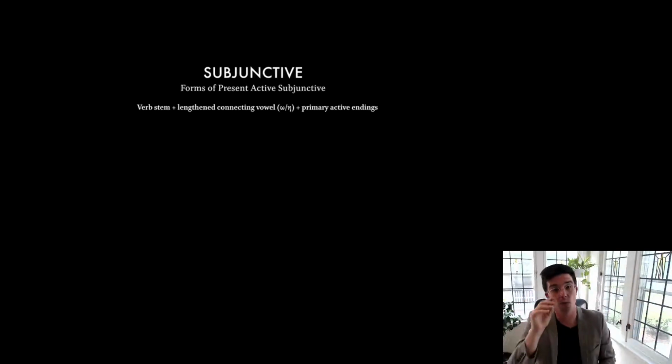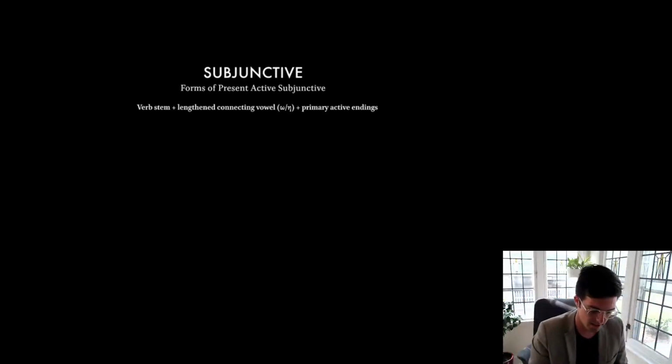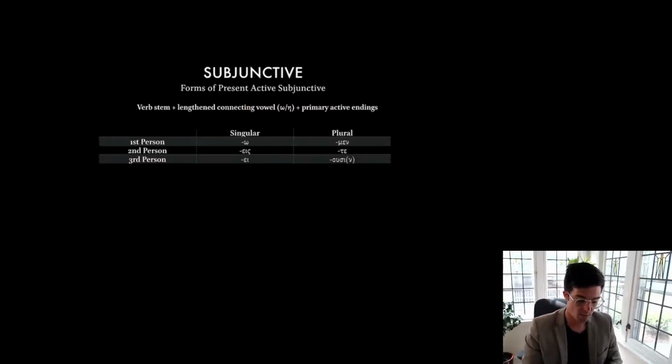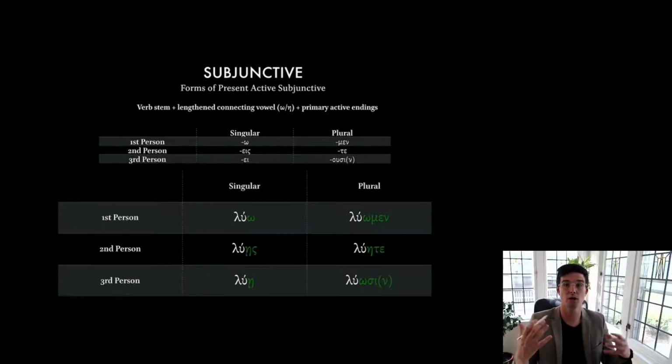So we're moving now from our list of the way that the subjunctive forms to actually looking at what they look like. You'll notice here I give us how each different tense and voice of the subjunctive is formed, and then we'll have our different endings here. I give us these: our primary active endings, o, eis, ei, omen, ete, ousi. And this is what it looks like in the paradigm itself.